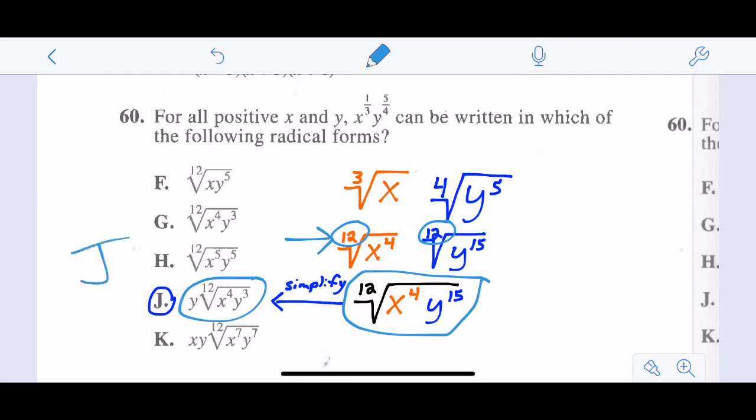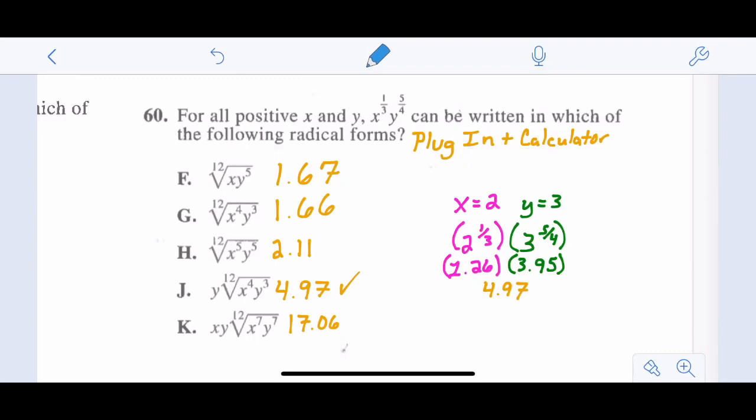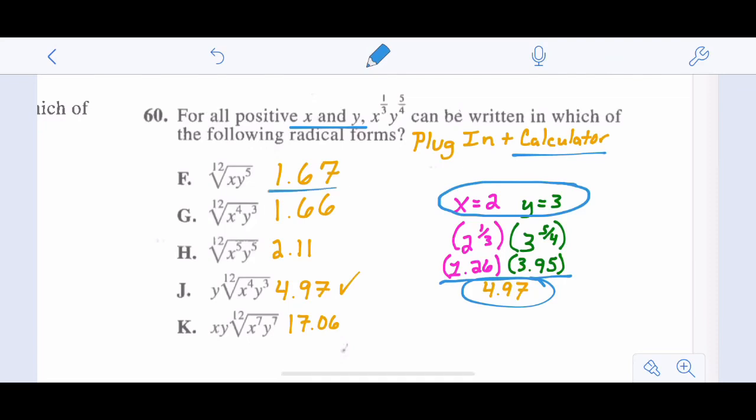I want to show you another method to do this. If you don't know your radical exponent rules, you can always plug in a number because it's all positive values of x and y. So I chose x equals 2 and y equals 3. And if you have a calculator, these are pretty easy to do. Just put 2 to the 1/3 in your calculator and 3 to the 5/4 in your calculator. You get these numbers, multiply them together, and you get about 4.97. If you have a calculator where you can do replacement editing, it's even easier. So just enter each of these numbers to see what you get, and you get choice J, 4.97.